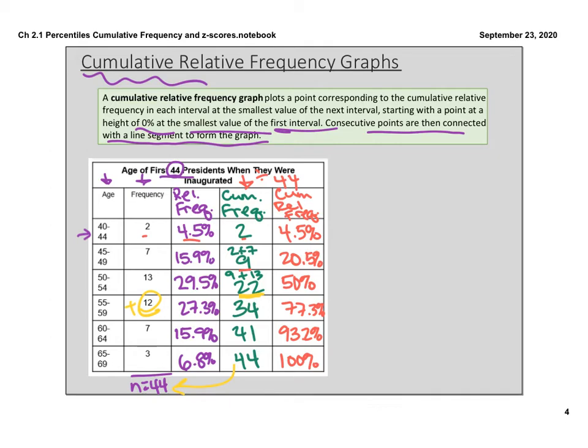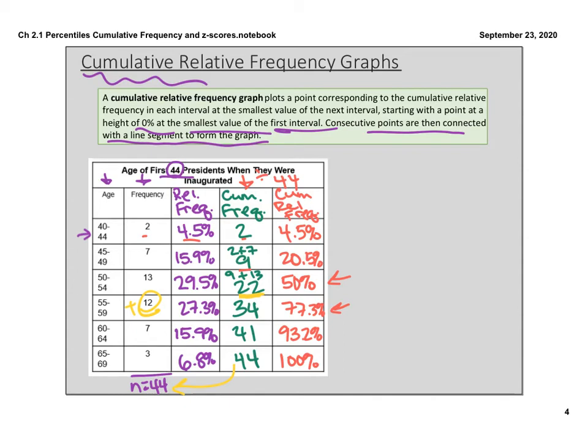77.3% of the presidents, let's say I'm looking at this one right here, 77.3% of presidents were under the age of 59 when they were inaugurated. That's what that's telling me. Or I could say 50% of the presidents were under the age of 54 when they were inaugurated. Okay, that's what cumulative relative frequency does for me.